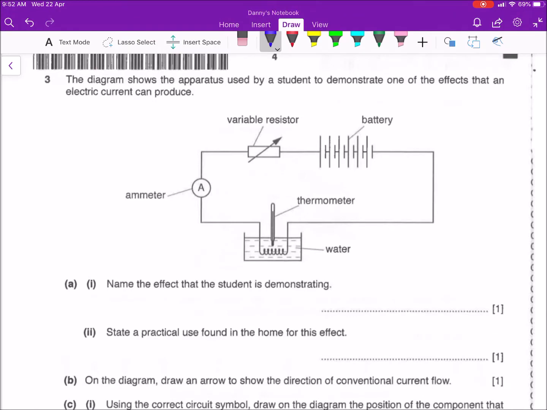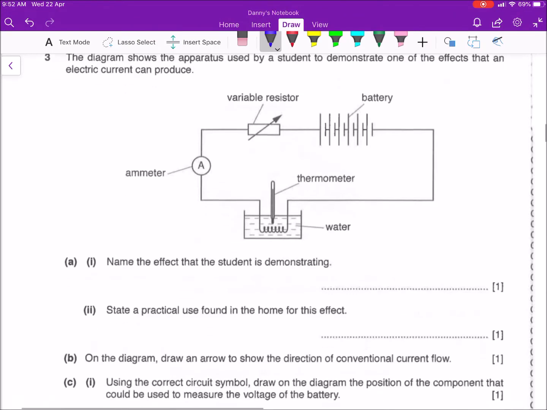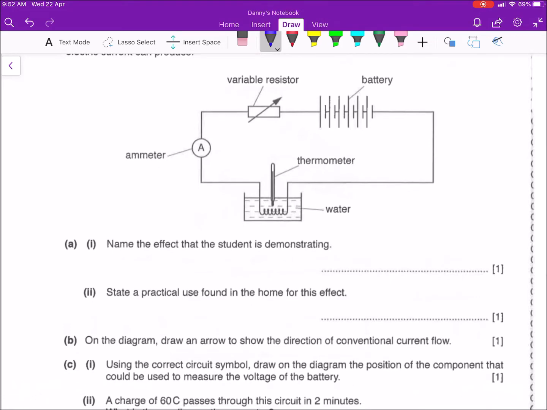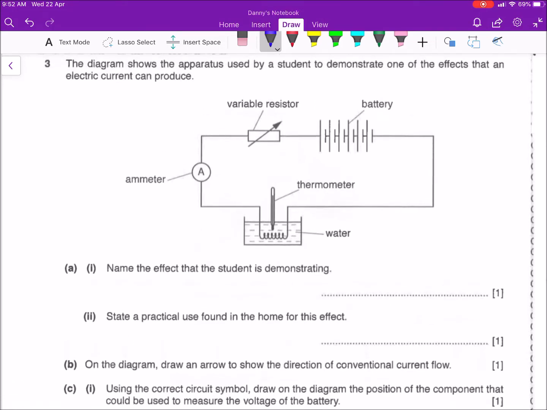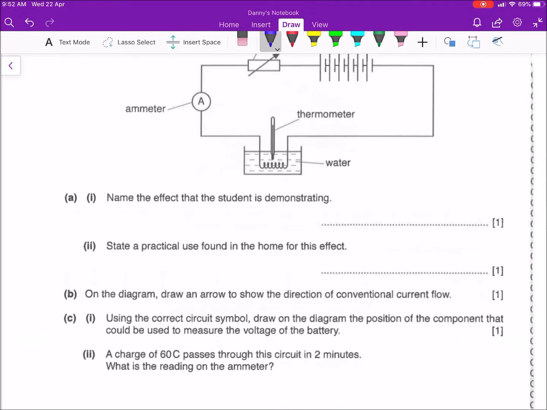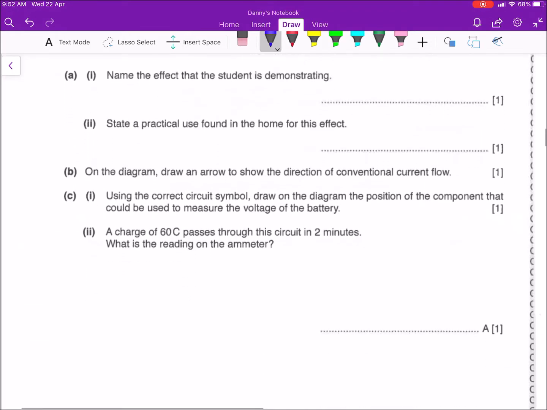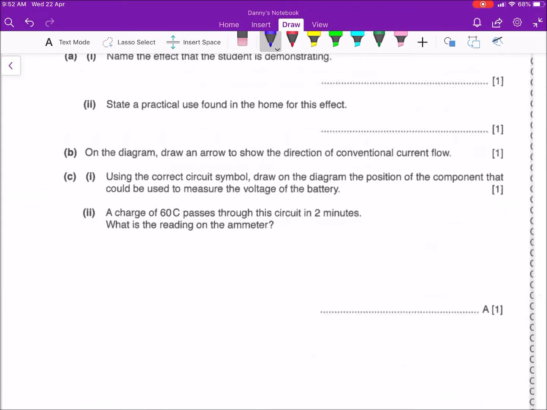Okay, so down here is another question on electricity and heating. So what is the effect? This one I leave it to you to try. Practical use, I think this one you can figure it out also. I will leave it to you to try. I will mark your paper.